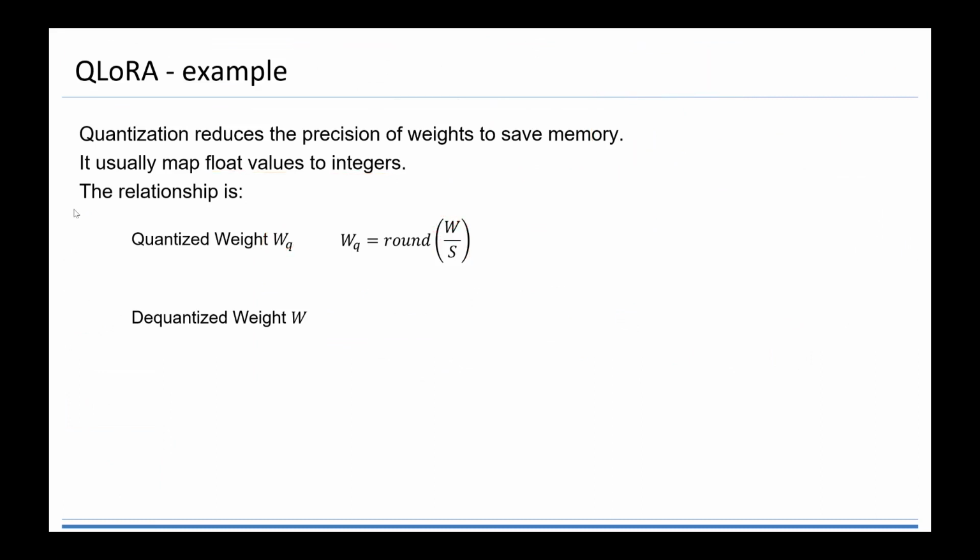And when we do the quantize, we want to round the weight, and after we have the rounded value, we will dequantize again. Dequantize means we will rescale again with the S value.